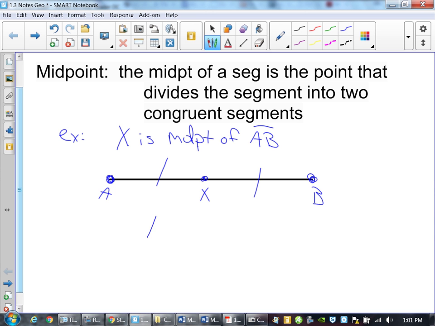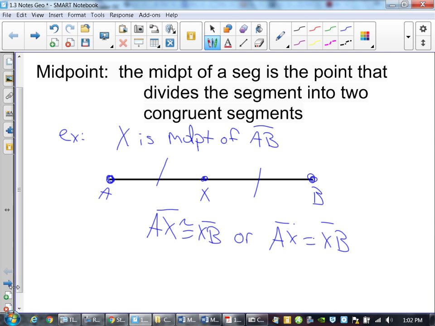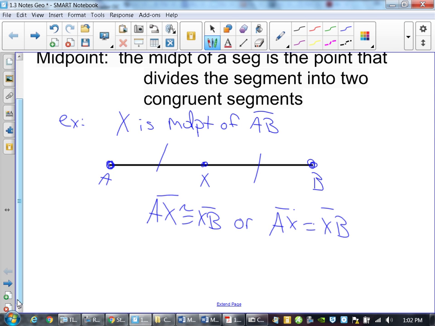Therefore, AX is congruent to XB, or AX equals XB. And it isn't the end of the world if we don't have the bars over the AB's and XB's and all that. It really isn't the end of the world. All right. So what's going to happen later on, we talk about this nasty four-letter word called two-column proofs.